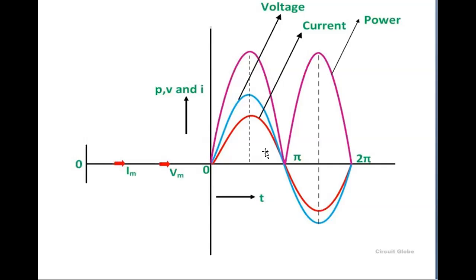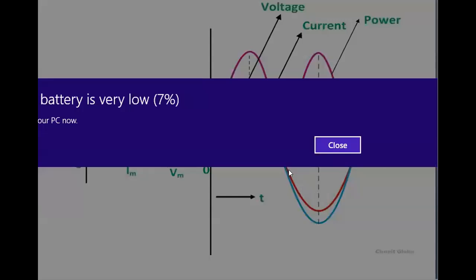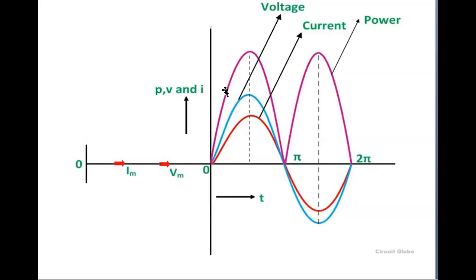If you substitute some values in this equation, that means if you substitute omega t equal to 0, then you will get the initial value 0. Like that, if you substitute omega t is equal to pi by 2, then the value is Vm into Im by 2. So here the graph is like this. So for the positive wave also, the power is positive. For the negative peak also, the power is positive. So this is the output waveform of the resistor which is connected across an AC source.